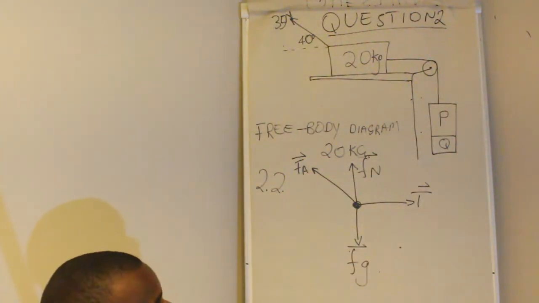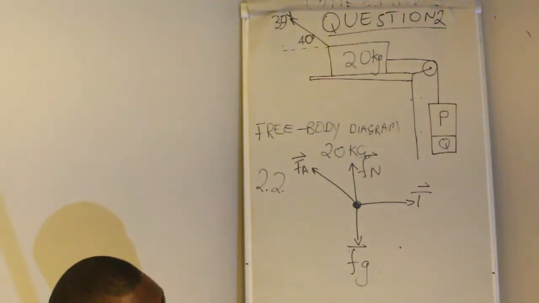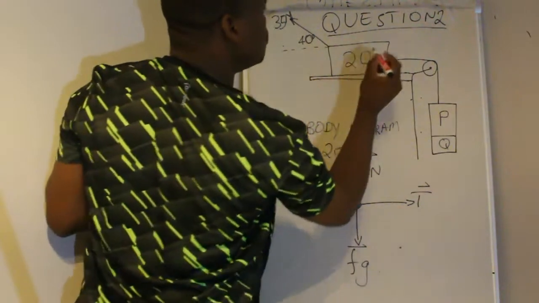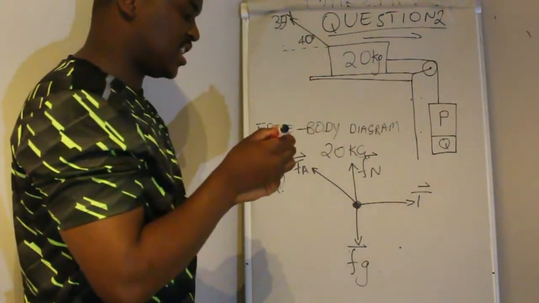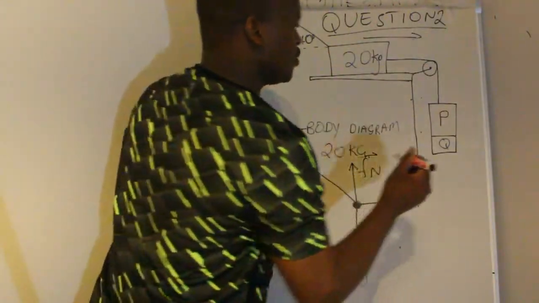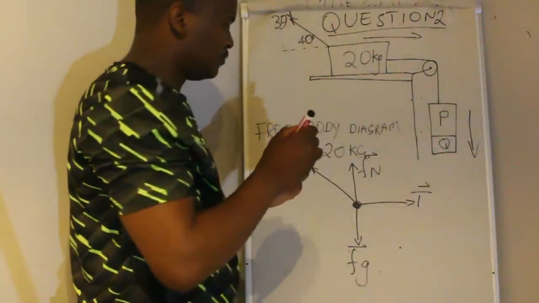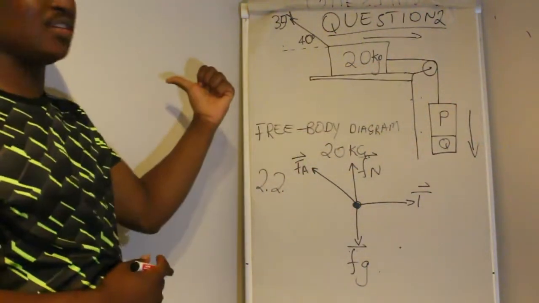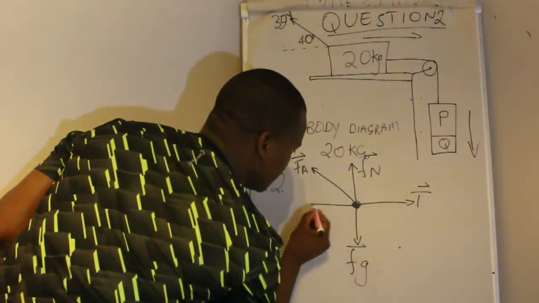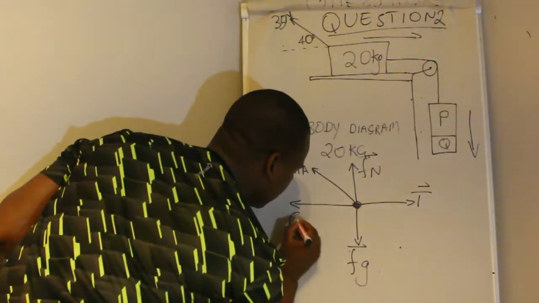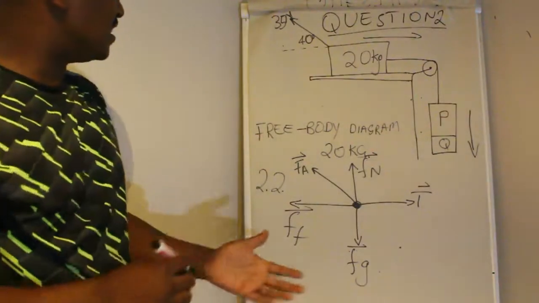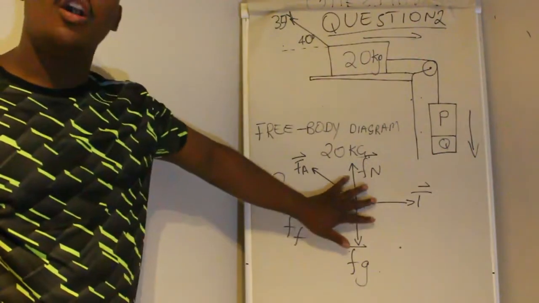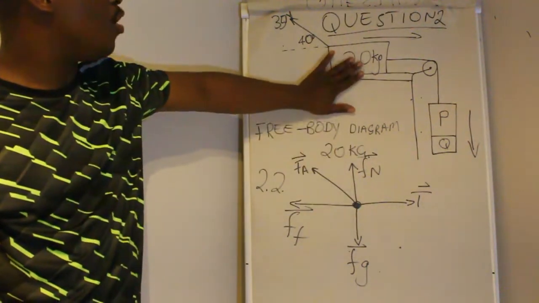And then the last one is the frictional force of 5 newtons that we were told. Because the object is moving to the right, that's what they said in the statement, the frictional force is opposing the motion, which is on this side. So we have the frictional force here. This is a free body diagram of this 20 kg block. These are all the forces that are acting on this block.